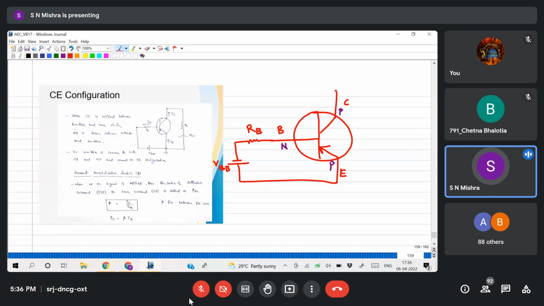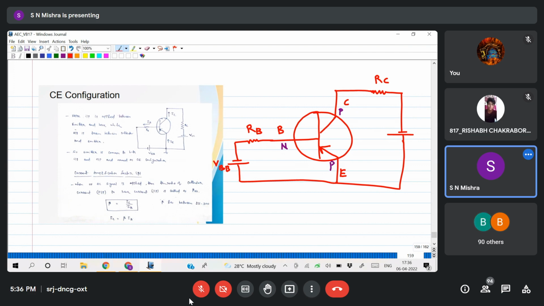What I'll do? I'll connect one resistor here across the collector and name it RC. Then here and here I'll connect one voltage. So I'll connect this voltage such that the collector goes to lower potential and the emitter to higher potential, and name it VCC.